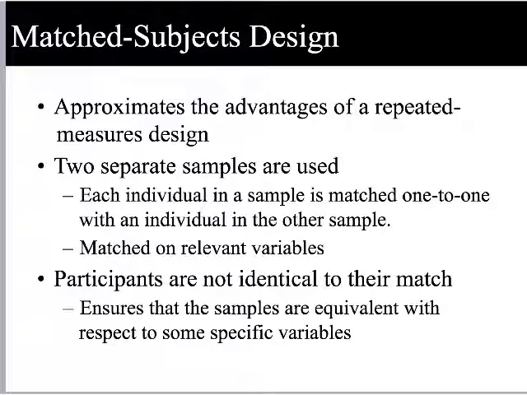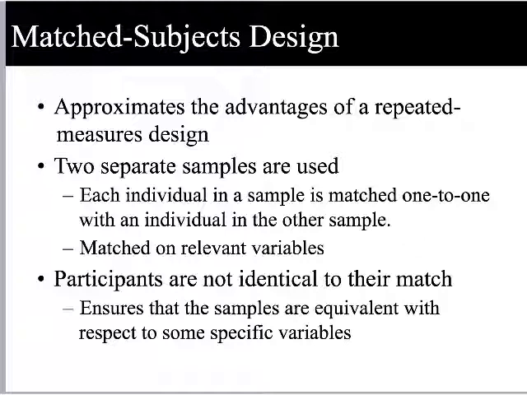Participants are not going to be identical to their match, even if they're of the same age and the same gender and the same IQ. There's going to be some other dimensions that they're different on, right? So in a between group design, even when we match subjects, not all the participants are going to be equivalent to their match on some variables.